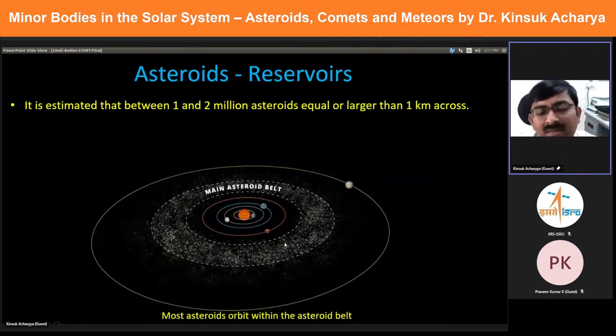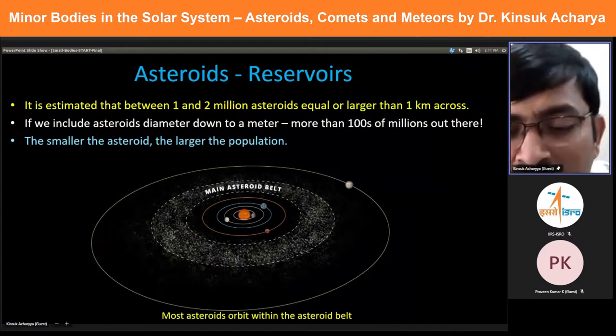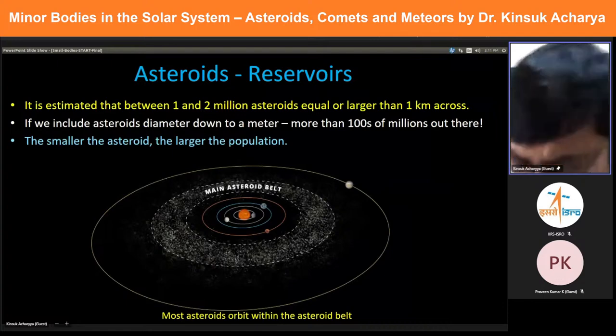And typically, if you look at their size, if you talk about asteroids of 1 kilometer size, you can get 1 to 2 million of such asteroids. But if you talk about meter size objects, it could be hundreds of millions. So basically, the smaller the size of the asteroid, the larger the population. So you can understand this large number of asteroids, very small to very big ones, exist here.